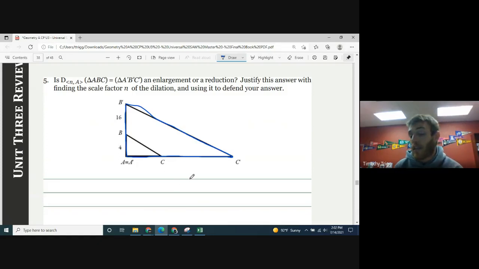So you could see that the image is much larger, right? The new one is much larger. So that means that it is an enlargement. Okay. So when the image, the new one with the primes, is bigger, that's an enlargement. So this is an enlargement.